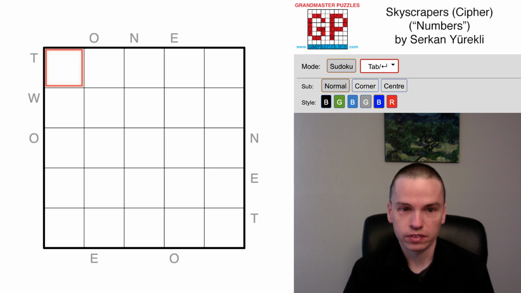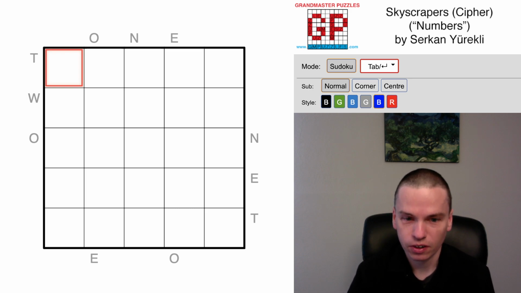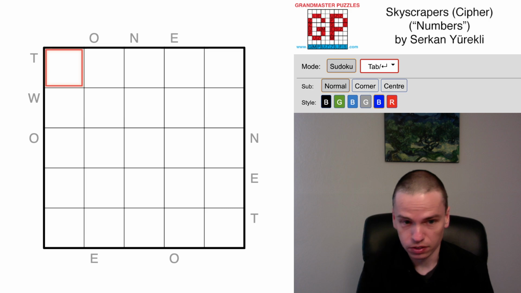So here to talk through the Skyscrapers cipher puzzle by Serkan Yürekli called Numbers. You can see 1, 2, and 10, 10 reading up this column as the starting clue parts of this, the theme parts of this puzzle. This is a really brilliant cipher puzzle in terms of how it reveals itself.